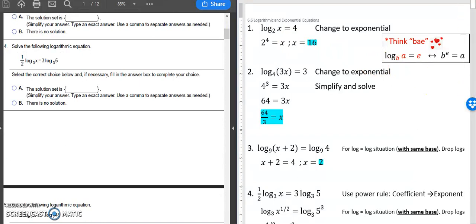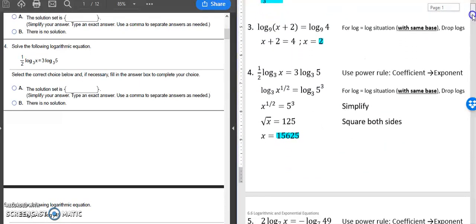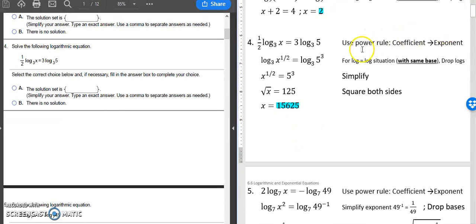Number 4 is going to end up with a log equals log situation, but first we need to get it there. We need to take our coefficients and apply the power rule. We'll make those coefficients become the exponents. So you'll have log base 3 of x to the 1/2 equals log base 3 of 5 to the 3rd power. Now you can set your arguments equal to each other.